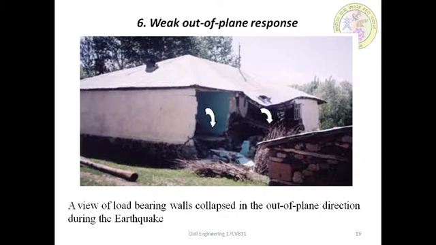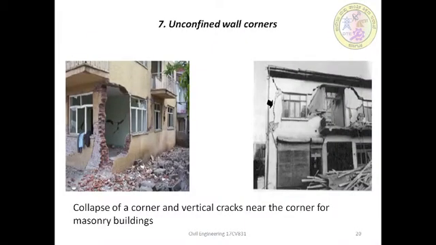Then the unconfined wall corners. Another type of failure is the formation of vertical cracks at the corners of unreinforced masonry buildings, in which the wall begins to form a hinge from the swaying. Failure and cracks at the corners occurred because of insufficient connection between the walls and the floor. The figure shows that the failure occurred in the bearing wall between the window and the corner.